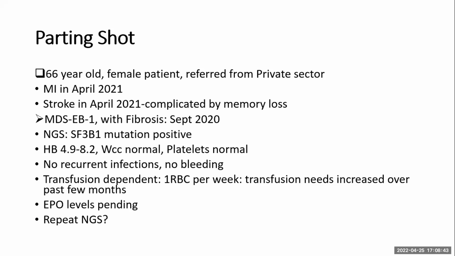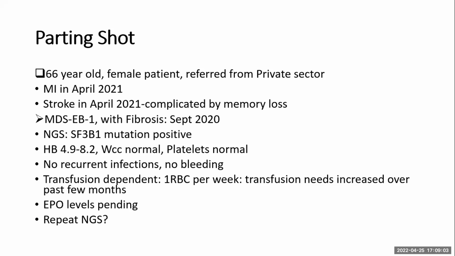Here, hemoglobin levels range between 4.9 to 8.2. White cell count has been normal. Platelet count has been normal. There are no recurrent infections and no bleeding. She's currently transfusion dependent, requiring at least 1 unit of red cells every week. And her transfusion needs have increased over the past few months.